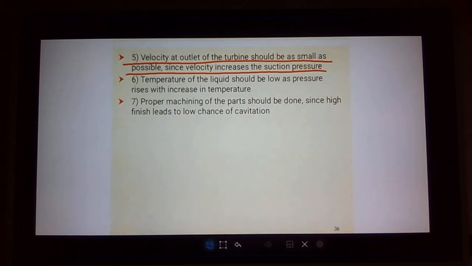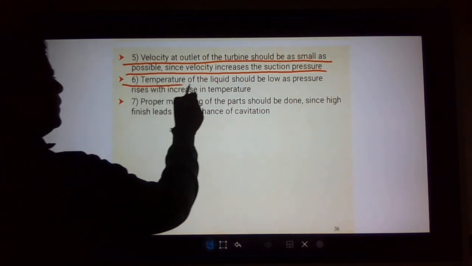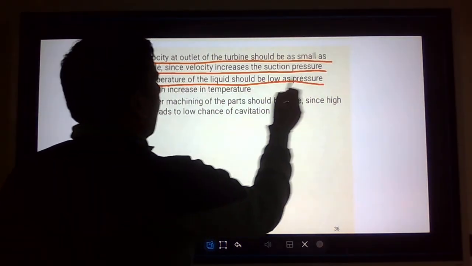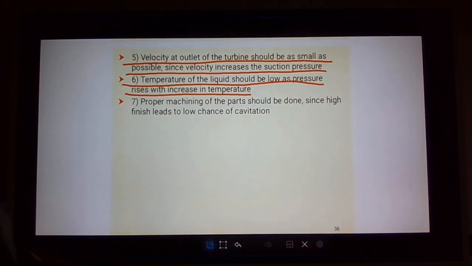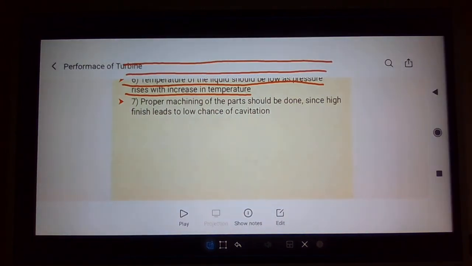Okay, then the temperature of the liquid should be low, as vapor pressure rises with the increase in temperature. So the temperature of the liquid should be as low as possible, because the vapor pressure rises with the increase in temperature, and so it will increase your cavitation.